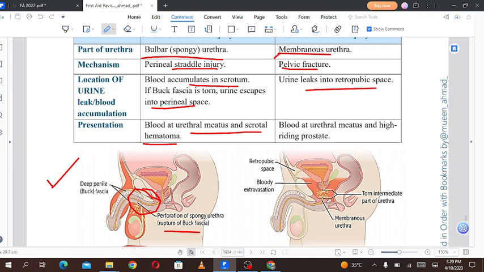Then the presentation is blood at the urethral meatus and a high riding prostate. The prostate will move upward, because suppose that the prostate was lying at this particular level. Now there is accumulation of urine under that, so this will push the prostate to an upper level. So there will be a high riding prostate that can be seen on the CT scan. Along with that, blood at the urethral meatus will also be present.